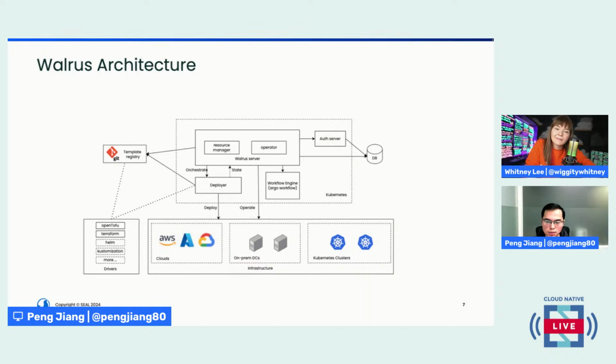And we also have a built-in workflow engine, which is based on Argo Workflow. All the data in Walrus currently is not stored in etcd. We store it in a PostgreSQL database. So this is a high-level architecture of Walrus, and I will demo it later.